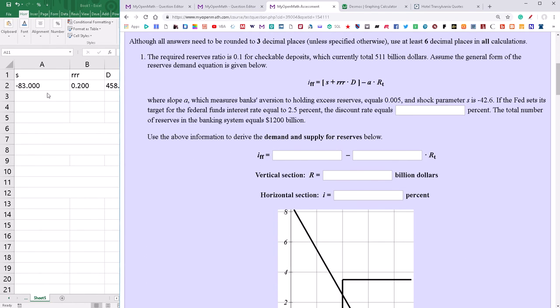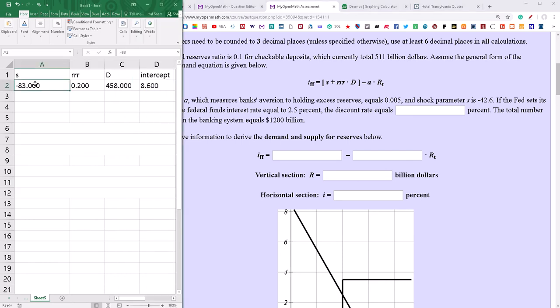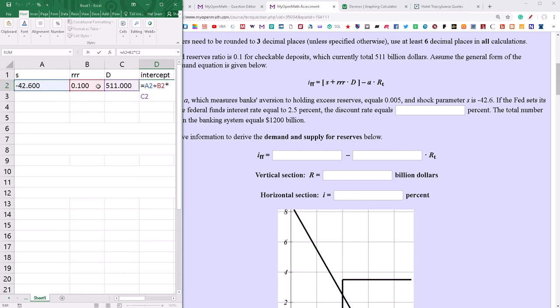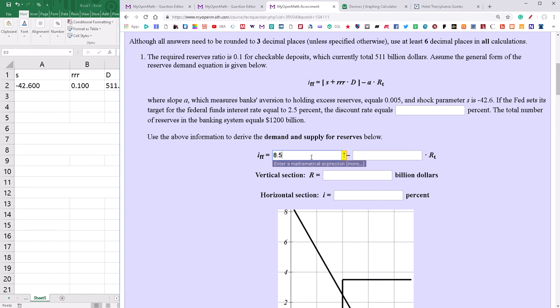Okay, so again, it starts out just like it did before. We have to build the demand curve for reserves and the supply curve for reserves. So to do that, we have to get the shock parameter, which in this case is negative 42.6. The reserve requirement ratio in this particular question is 0.1 or 10%. The checkable deposits are at $511 billion. The slope of the demand equation is 0.005. And so to calculate the intercept, you add required reserves, the product of these two, to the shock parameter, and you get 8.5. So the demand curve here has an intercept of 8.5 and a slope of 0.005.